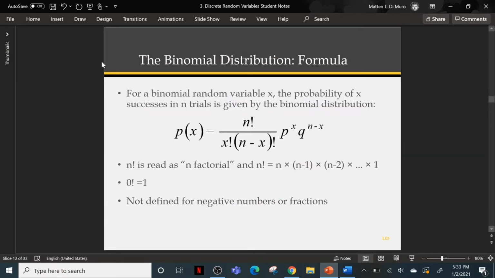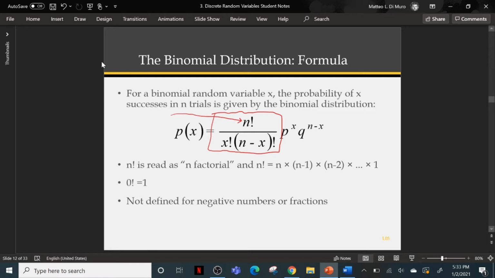So this is not our final formula. I just would feel bad not showing this to you because a lot of textbooks show it to you this way. So here is the formula for probability of X in a binomial distribution. So for a binomial random variable X, the probability of X successes in n trials is given by this distribution. So this looks really scary, and you may or may not have seen this in math class.